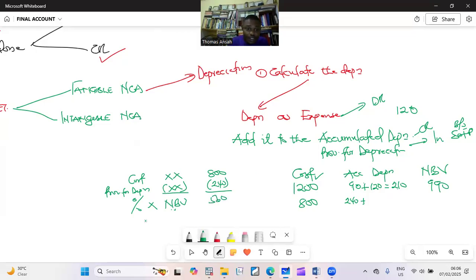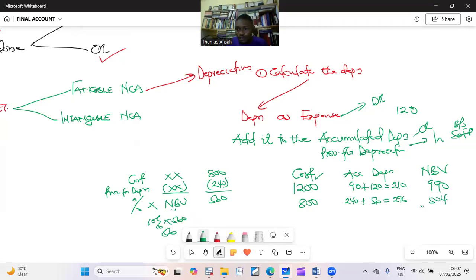Then I calculate my 10% on it. So 10% on 560 is how much? 56. Have you seen that? So I will add my 56 to it. Here will become 296. It's as simple as that. So now I can get the net book value. So we have 800 minus the accumulated depreciation, 296, gives me 504.